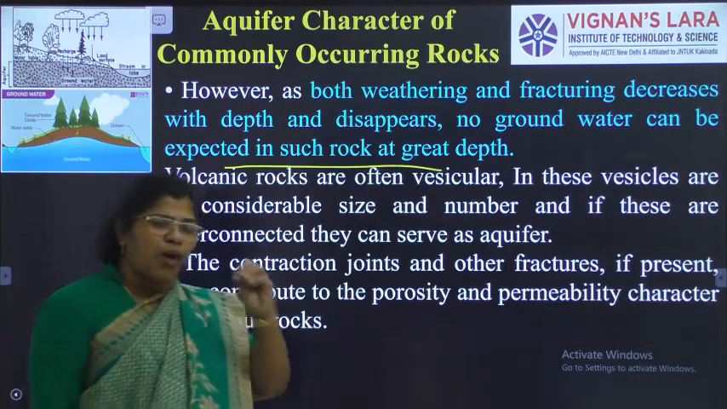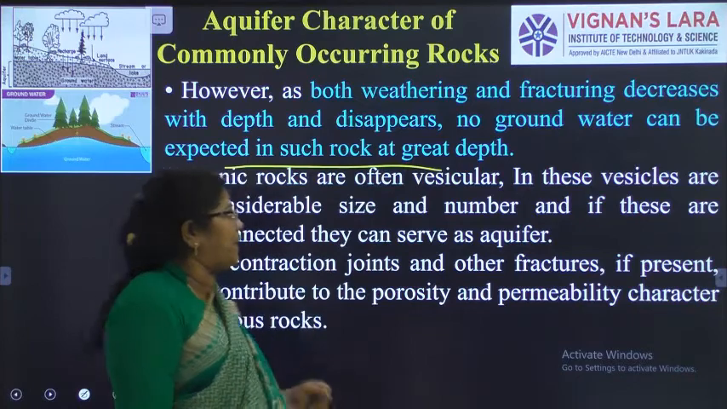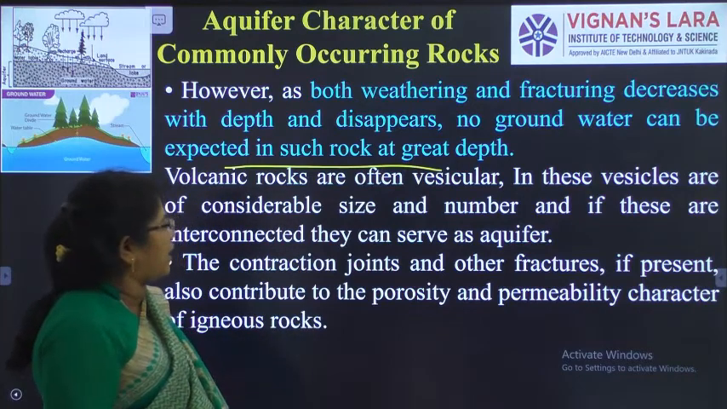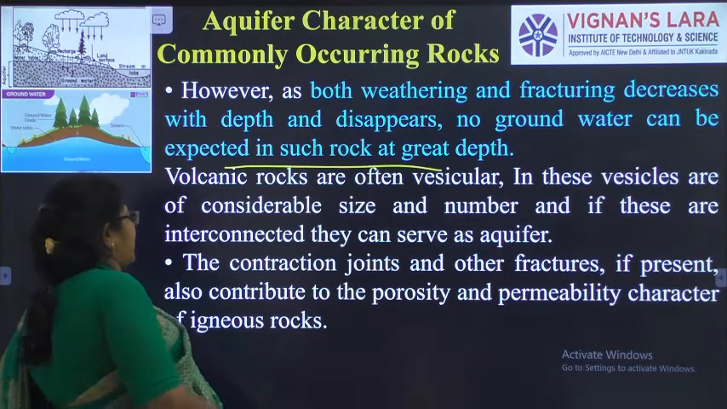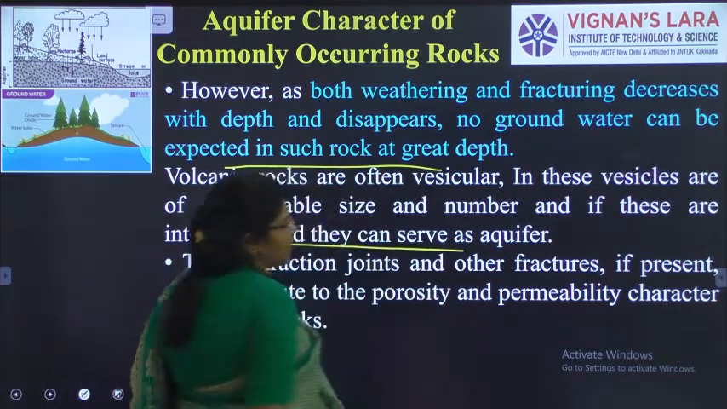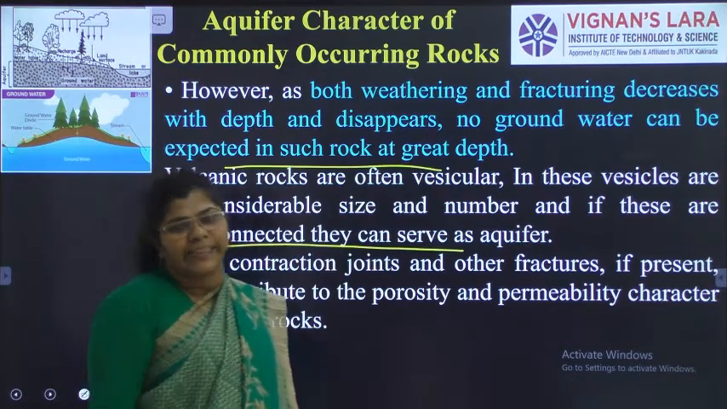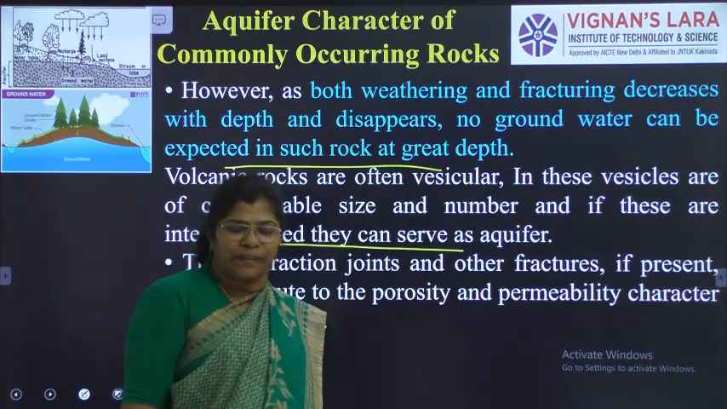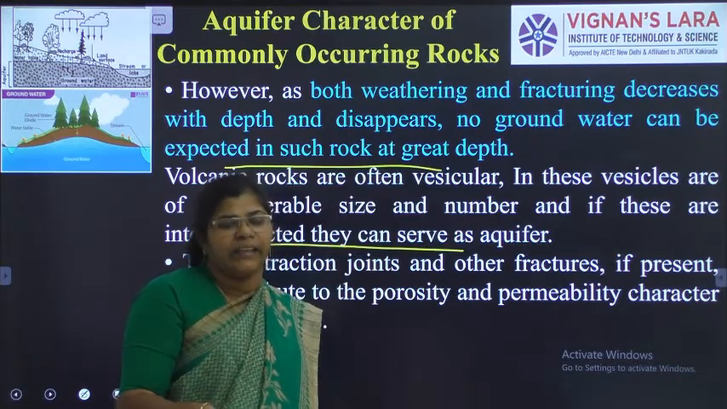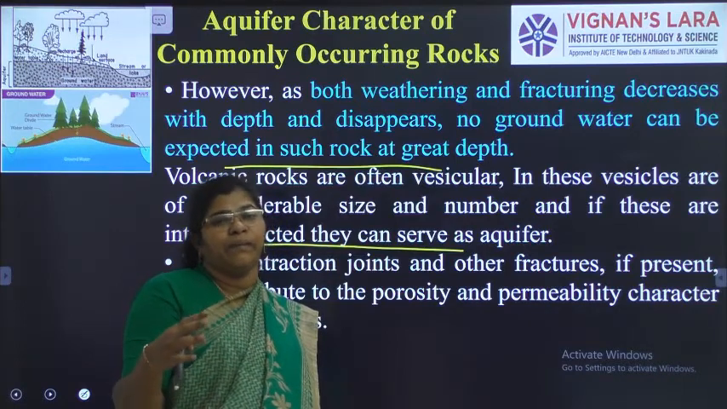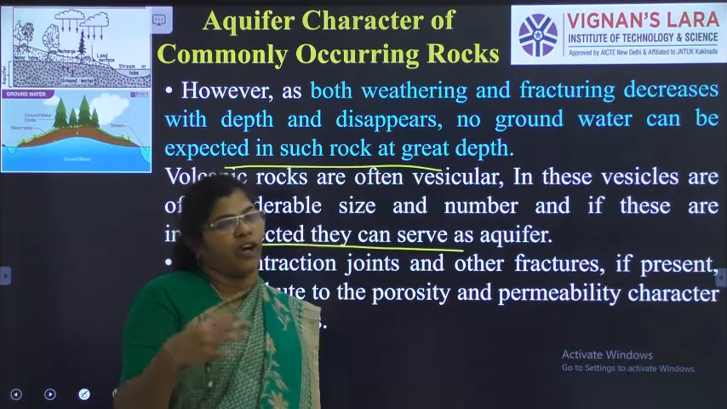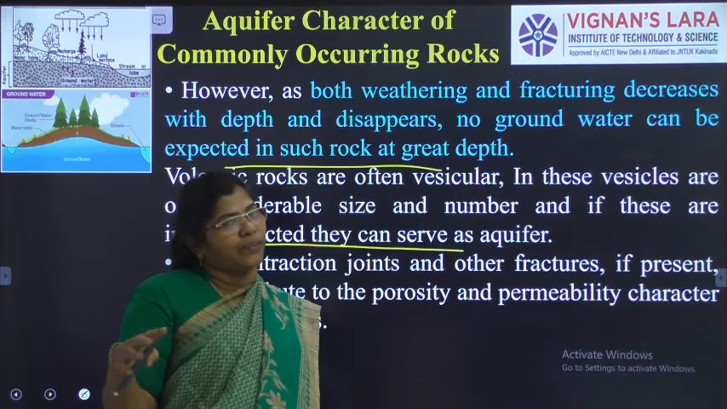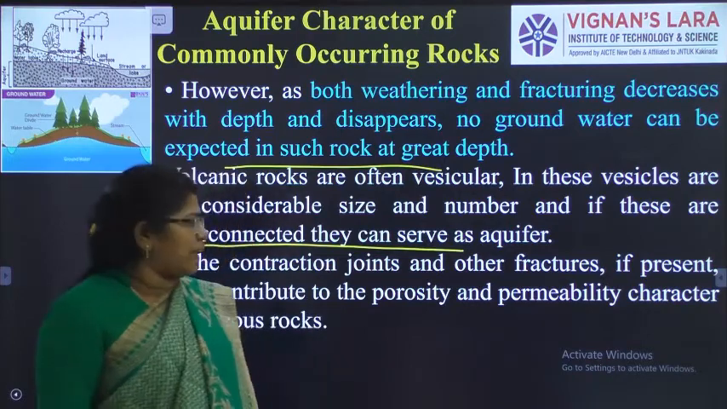There will be only a small amount of water in these igneous rocks. If they are vesicular, and these vesicles are of considerable size and number, and are interconnected, they can serve as an aquifer. If the cracks in the granite or basalt or this type of igneous rock are interconnected with each other, then we can say that there will be some water that can be used as an aquifer. But mostly this is not possible, so it is used as an aquifuge.